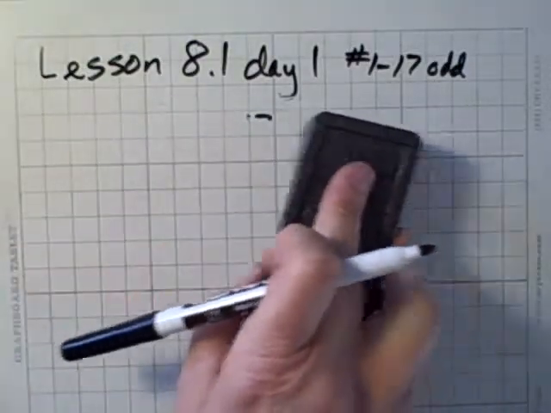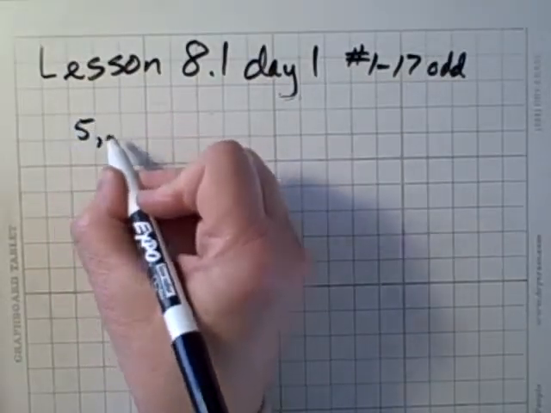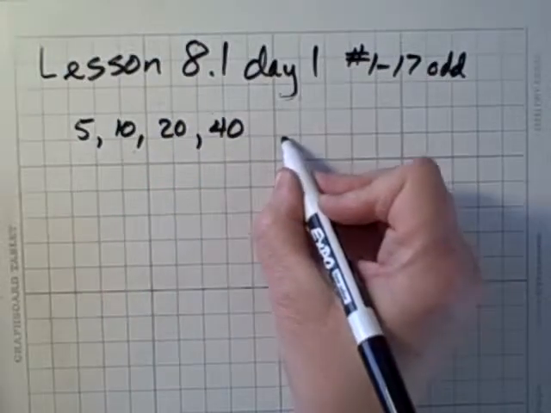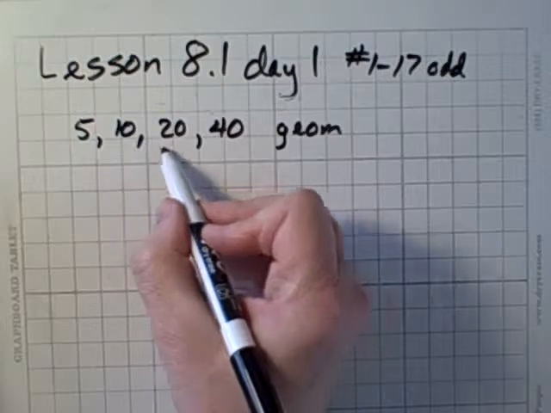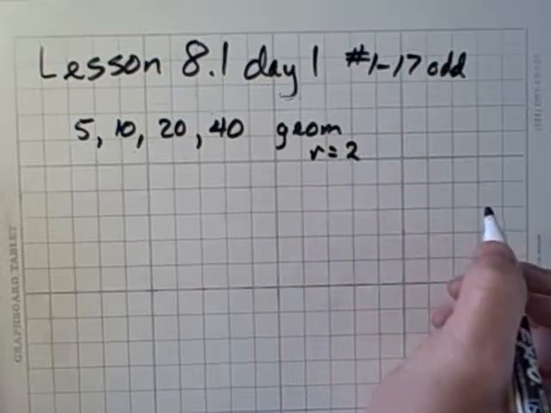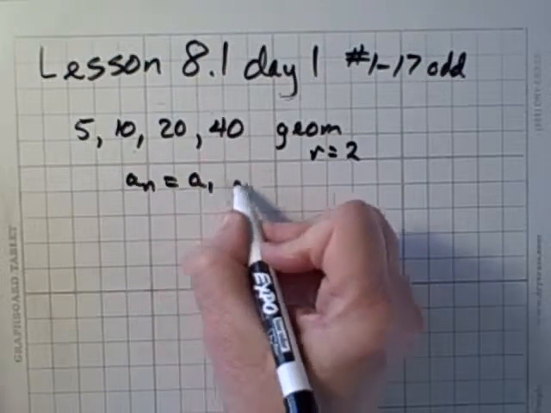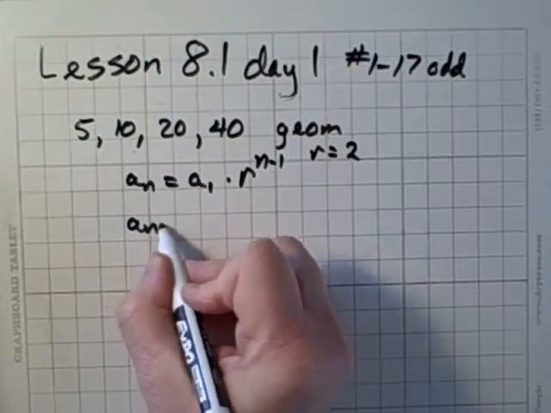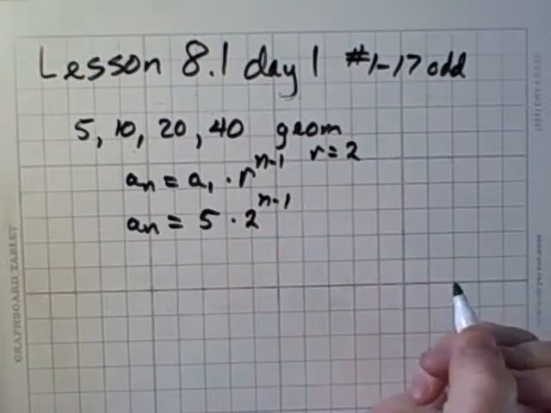Again, we should also review from last year geometric. If we start with 5 and simply double it every time, we should recognize that it's geometric. We are multiplying by 2 for each term, so r is 2. The nth term formula for geometrics is the first term times the common ratio to the n minus 1 power. So for this one, the nth term formula would be 5 times 2 to the n minus 1 power.